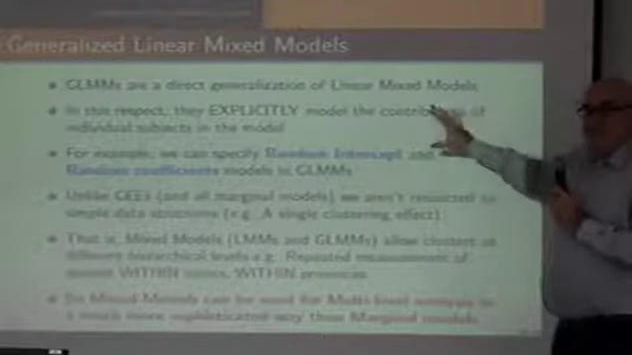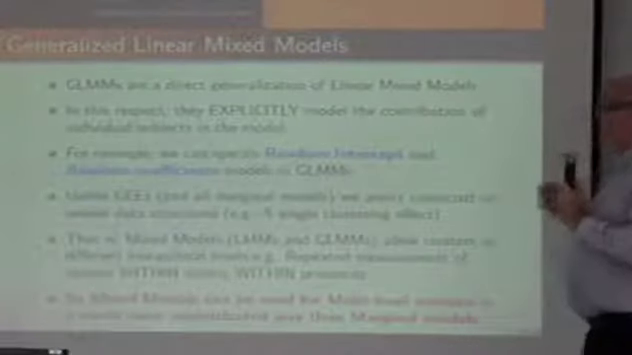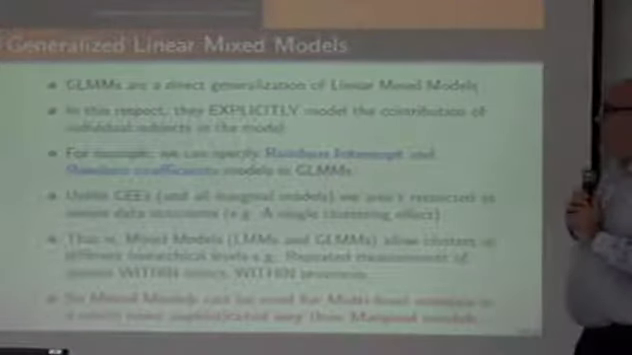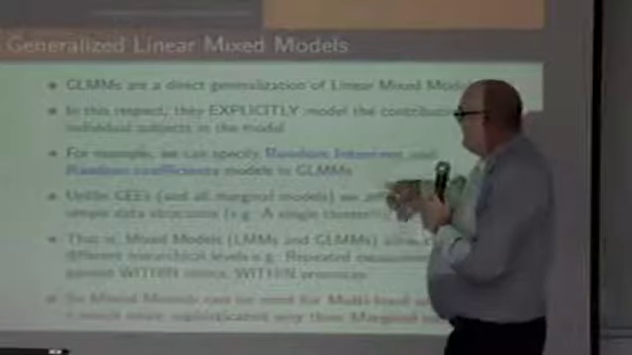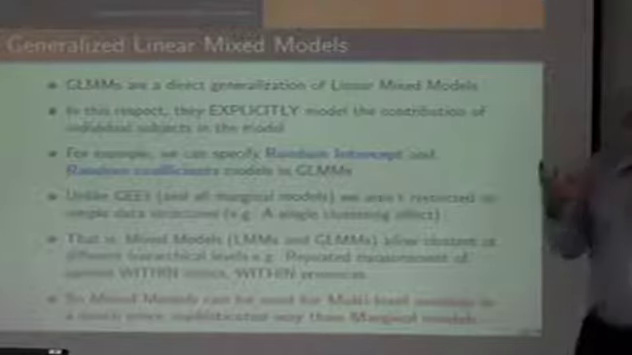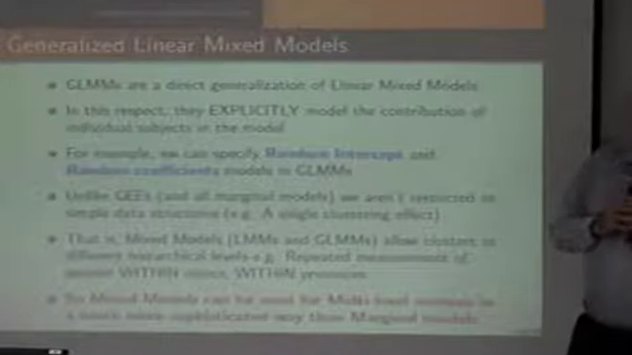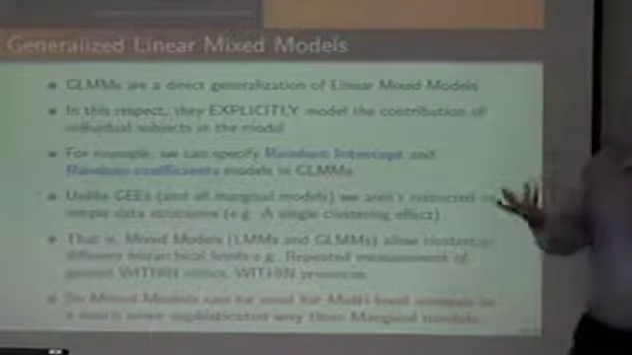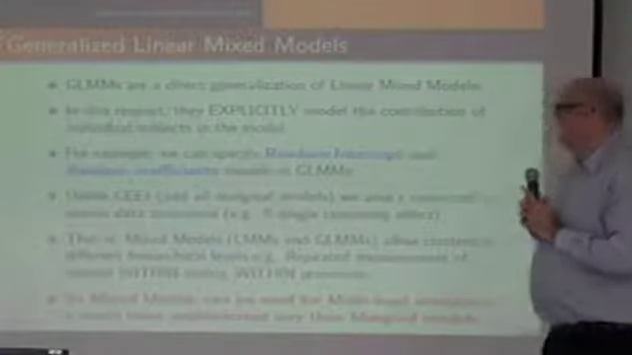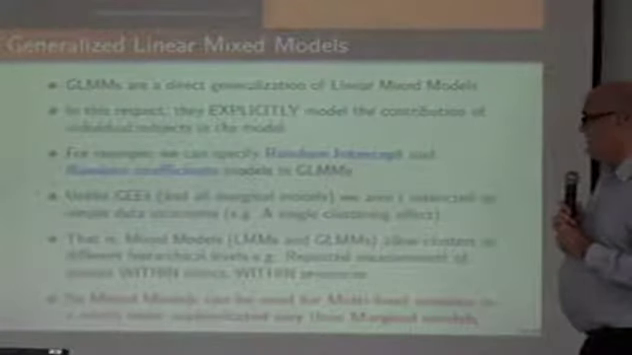So GLMMs, I think, have a stronger theoretical basis. Again, it's probably one of the reasons I prefer them. In this respect, they explicitly model the contribution of individual subjects in the model. For example, we can specify random intercepts and random coefficients. They're not so readily interpretable for a generalized linear mixed model, because we're talking about a change in the log odds due to being this subject, and I don't tend to think in terms of log odds. I don't know about you. Unlike GEEs, we aren't restricted to simple data structures.